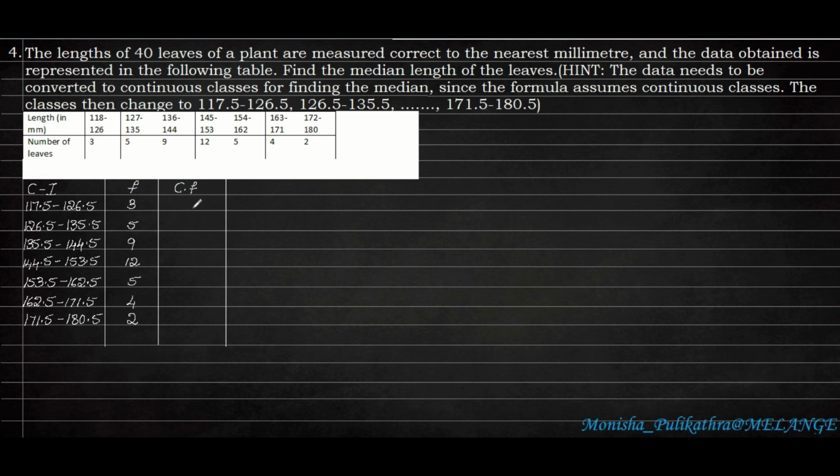Next we have to find the cumulative frequency to find the median. The first number should be 3 as it is. The second number is 3 plus 5, the first number added to the next consecutive number, that is 8. Next, 8 plus 9 is 17. 17 plus 12 is 29. 29 plus 5 is 34. 34 plus 4 is 38. And 38 plus 2 is 40.